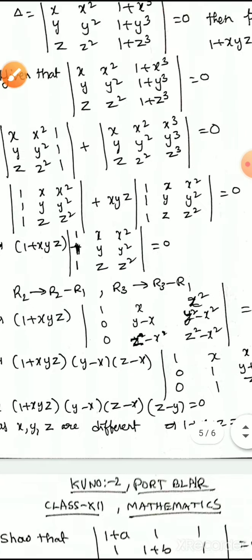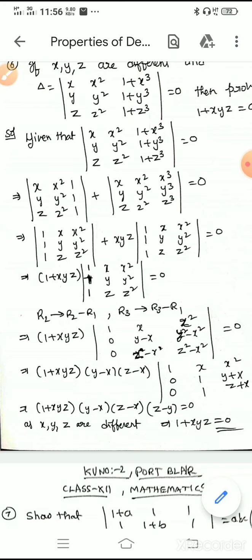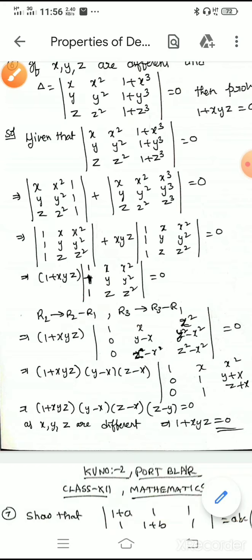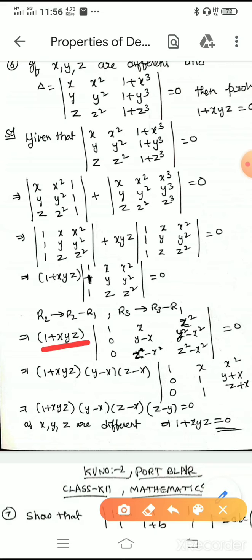Then after that try to apply the operation R2 as R2 minus R1, R3 as R3 minus R1. As you see in one column 3 ones, so you apply this operation R2 as R2 minus R1, R3 as R3 minus R1. Then you could see 1 plus xyz as it is written into 1 x square, same because we are not changing row 1. Row 2 is 0, 1 minus 1 0, y minus x, y square minus x square. Similarly for row 3 also, 1 minus 1 0, z minus x, z square minus x square is equal to 0.